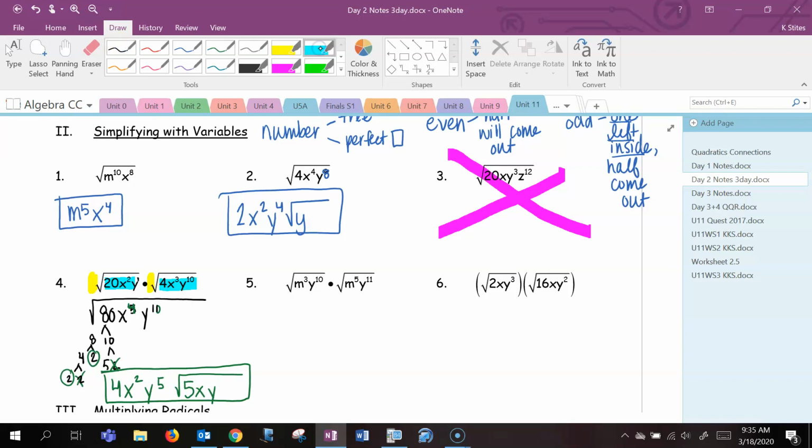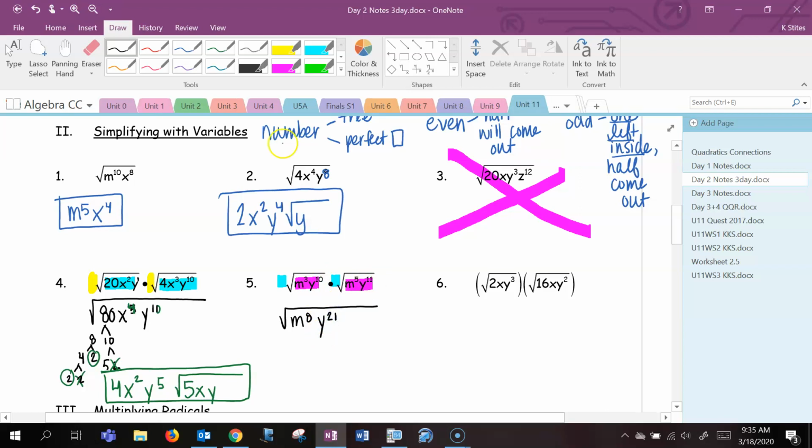Start by multiplying your outside times your outside, and your inside times your inside. So that's just a 1 out front. Remember, you're adding your exponents. M to the 3rd times m to the 5th is m to the 8th. Y to the 10th times y to the 11th is y to the 21st.